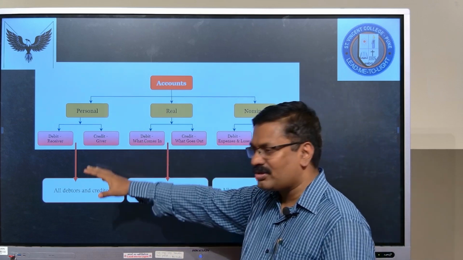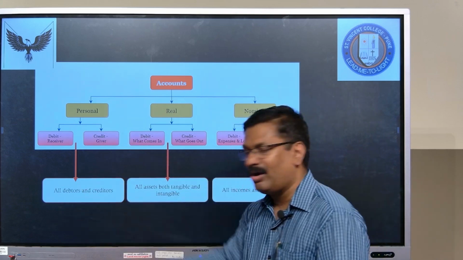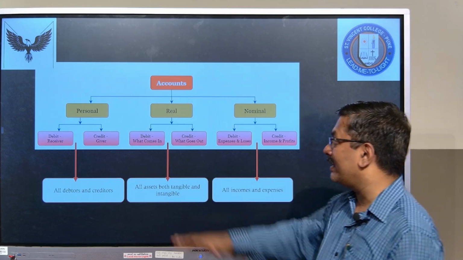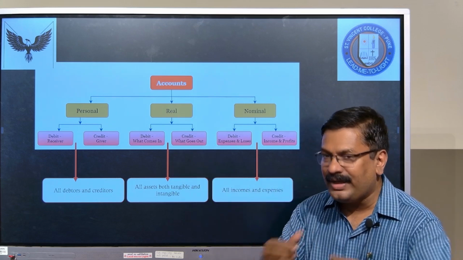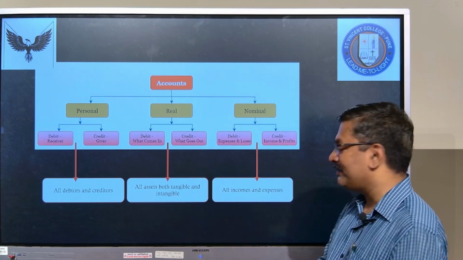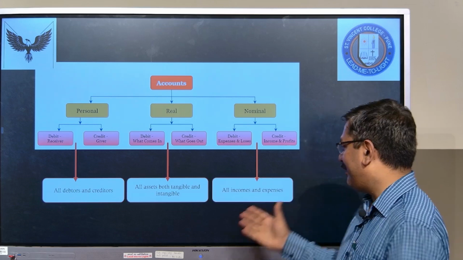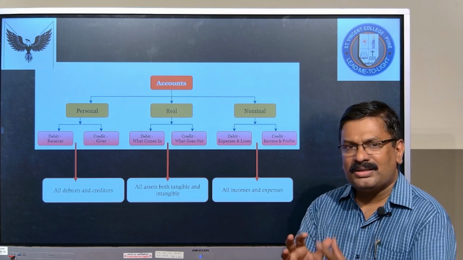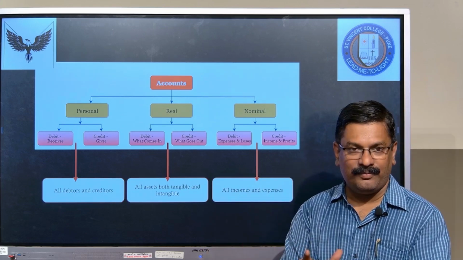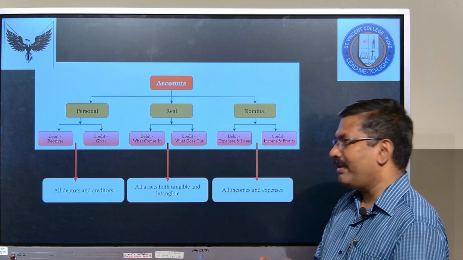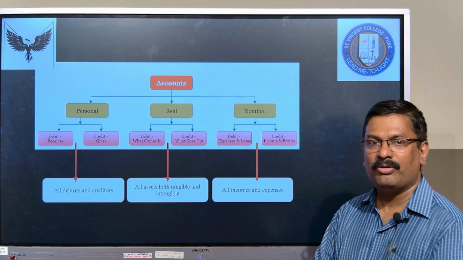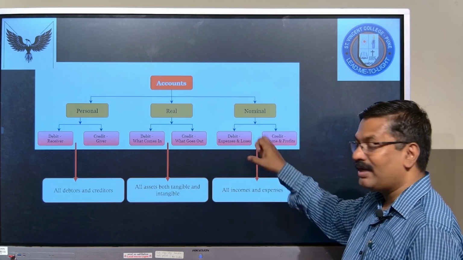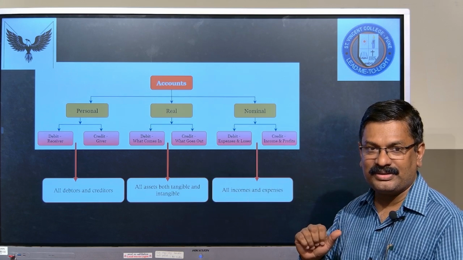When I look at the sum total of all the personal accounts, these are called debtors and creditors. When you look at all real accounts, which you can touch and feel, these are assets and liabilities, the tangible ones. And when I say nominal, which is name, there is nothing tangible about it. It is a concept. For example, salary is a concept, a remuneration paid to a person who has worked for a month. So a concept is nominal, which will come into all incomes and expenses.